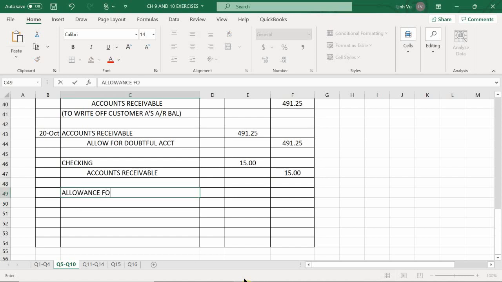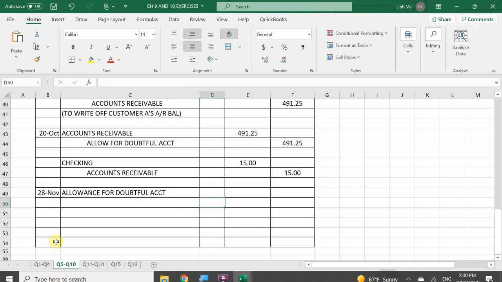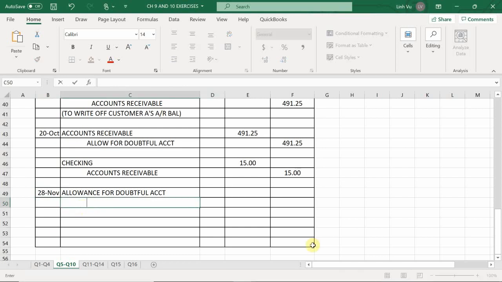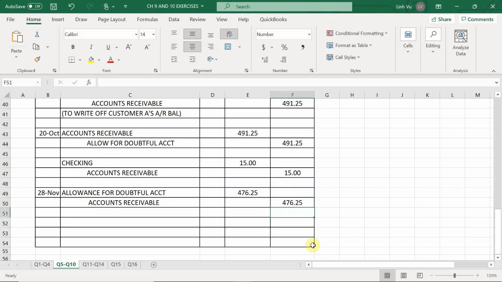So in this case, we're going to move it into the allowance for doubtful accounts because we know exactly who and we know exactly when it happened. It happened on November 28th. And of course, we're removing this from the accounts receivable, because the accounts receivable has everybody else in it. We're removing her bad debt out from the accounts receivable. So this time the amount is going to be the $491.25 minus $15, which will give you $476.25.